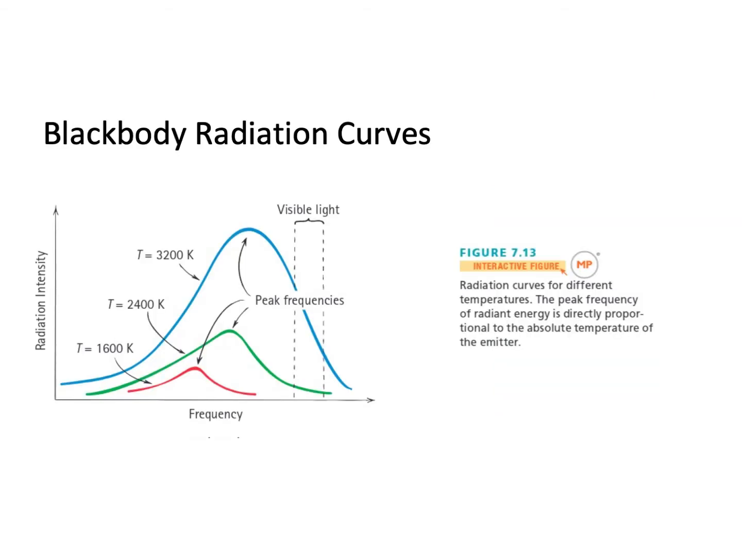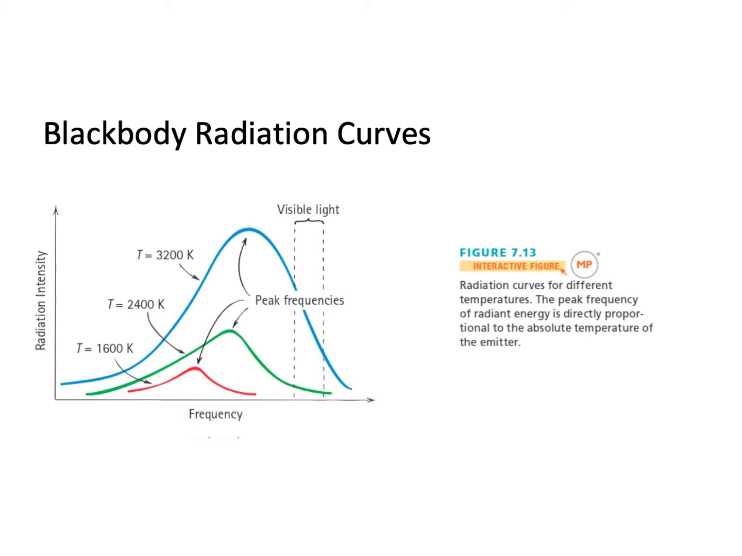Now, here you can see 3 different graphs of blackbody radiation curves. So I've got 3 different blackbodies. What's different between the red curve, the green curve, and the blue curve is the temperature. So the red curve is at 1600 Kelvin, so it's at a relatively low temperature. The green curve is at 2400 Kelvin, so it's a higher temperature.